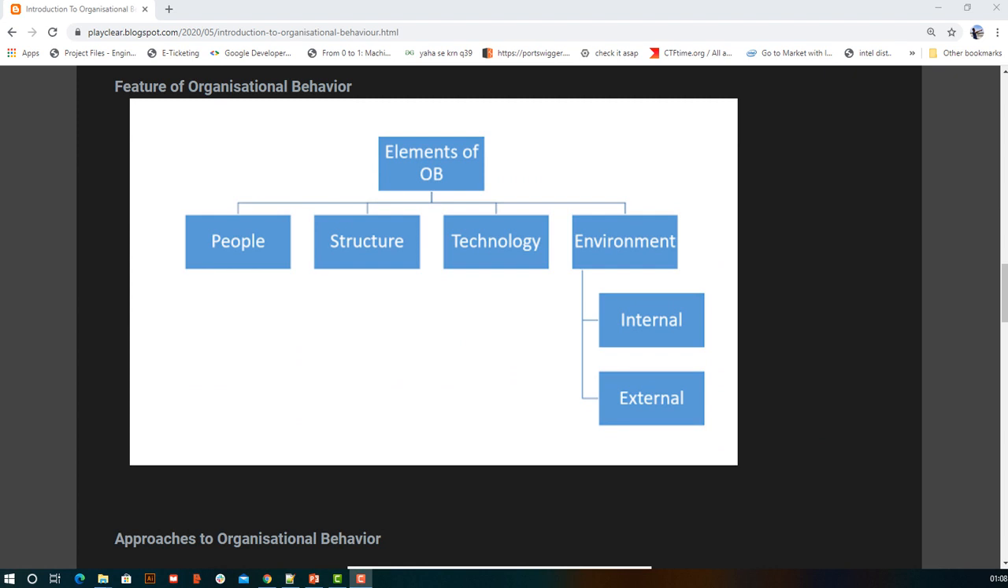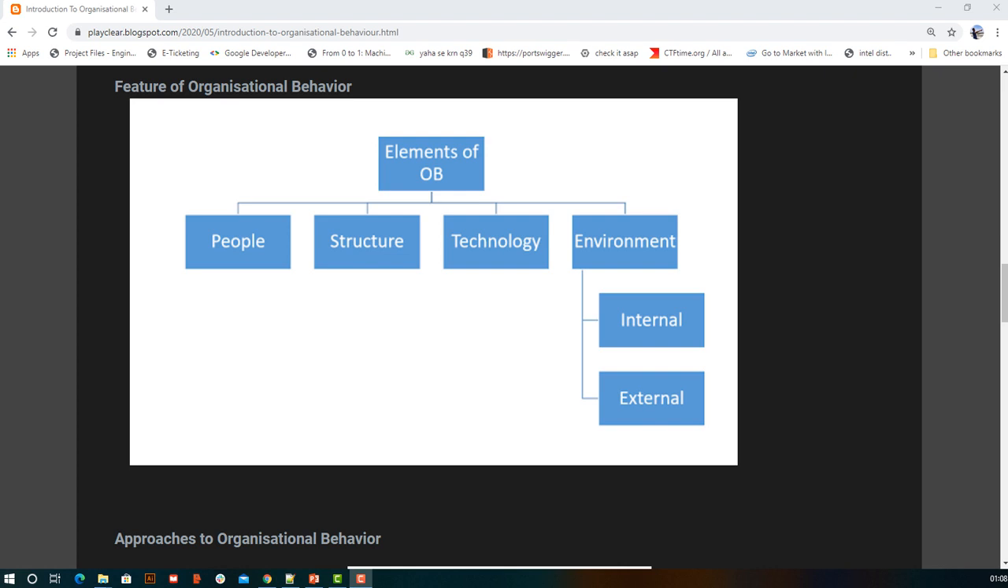So here are the features, in a sense the elements, of organizational behavior. It asks what the different contexts are that we need to see which are used to form an organization. Okay, so the first category will be the people. It might be a sweeper, a CEO, a manager, anything, but all these people together form organizational behavior.